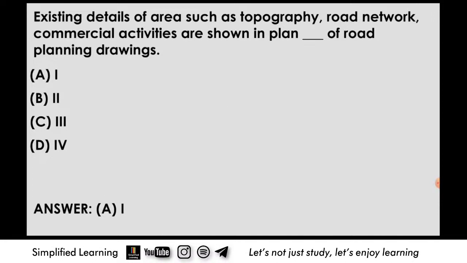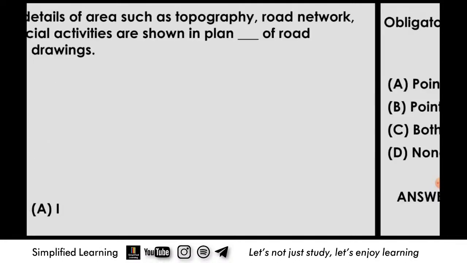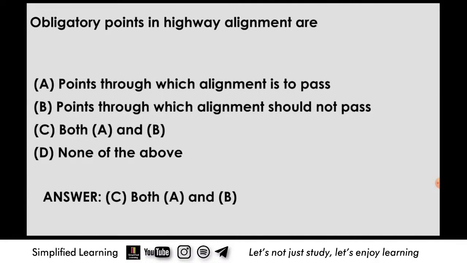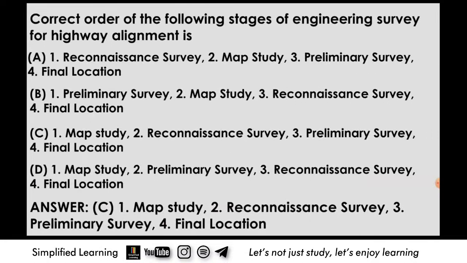Existing details of an area such as topography, road network, commercial activities are shown in Plan 1 of road planning drawing. Obligatory points in highway alignment are points through which alignment is going to pass and points through which the alignment should not pass. Correct order of the following stages of engineering survey for highway alignment are: first is map study, then we go for reconnaissance survey, then we carry out preliminary survey, then we go for final location, decision of final location.